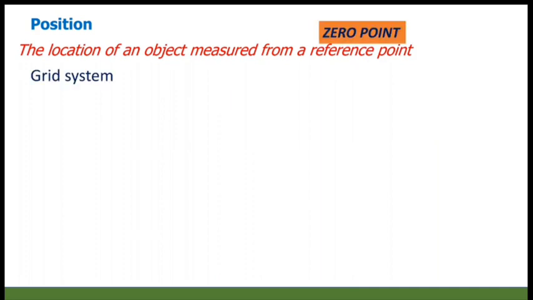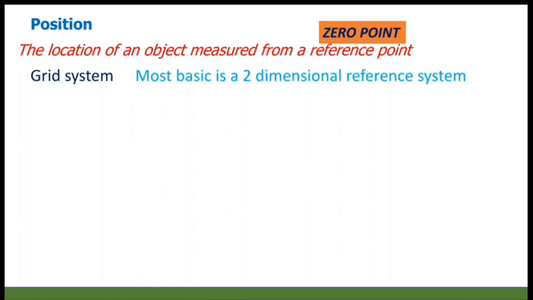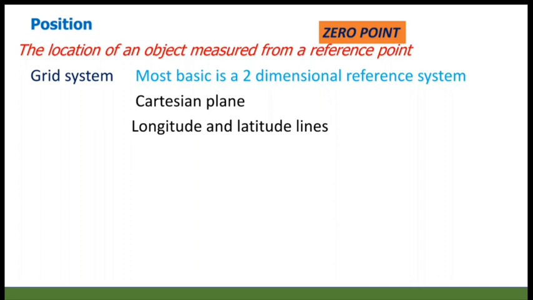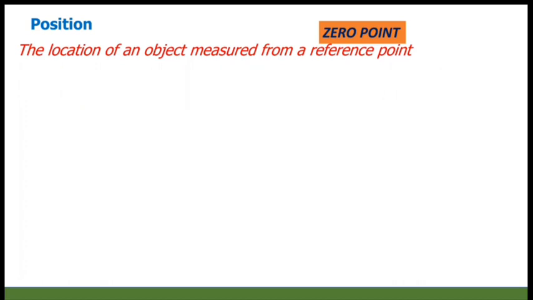Okay, most reference systems are grid systems. And the most basic of a grid system that we normally use is a two-dimensional reference system, such as a Cartesian plane or longitude and latitude lines, or even the geographer's cardinal points. The cardinal points are similar to a Cartesian plane. But in science, we tend to focus on a system that is very similar to the Cartesian plane. Sometimes we modify it, okay?